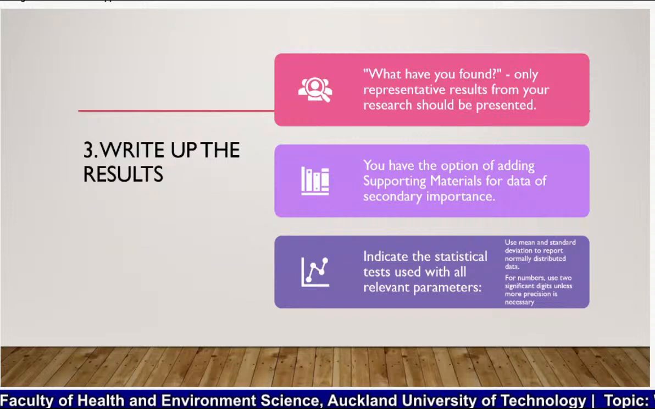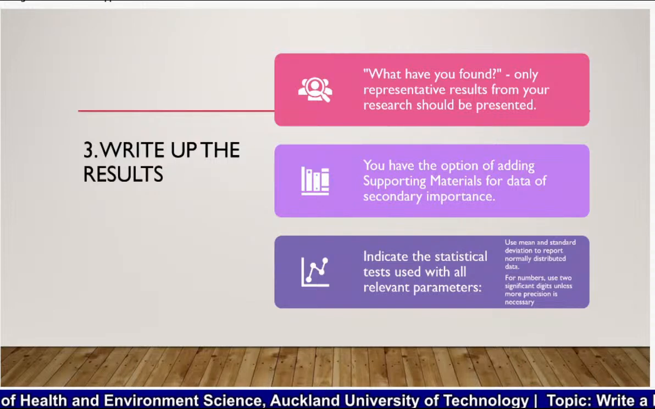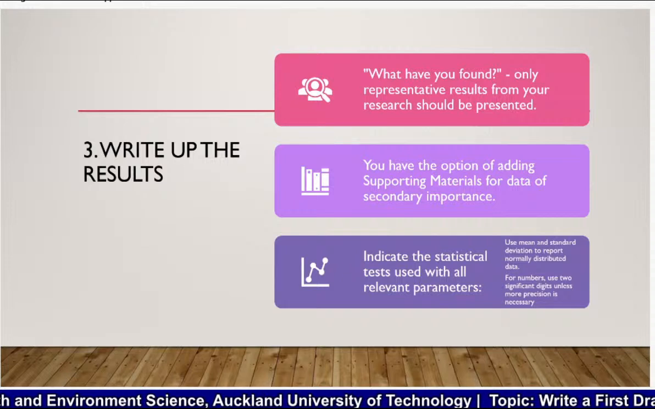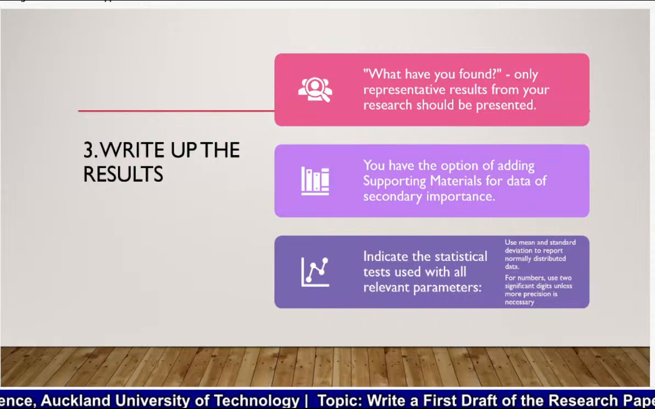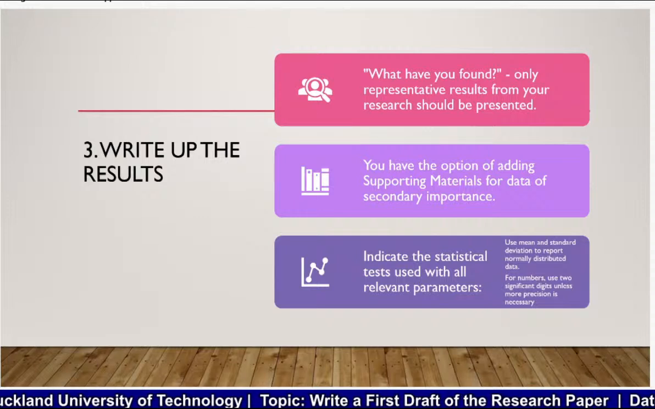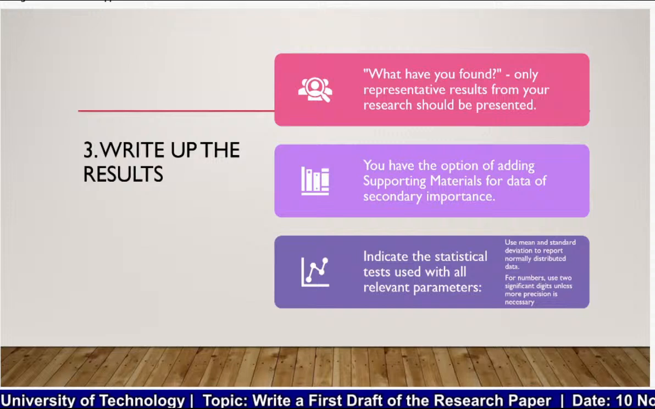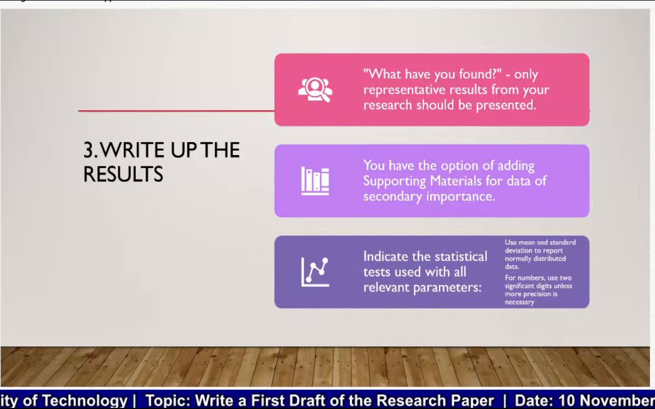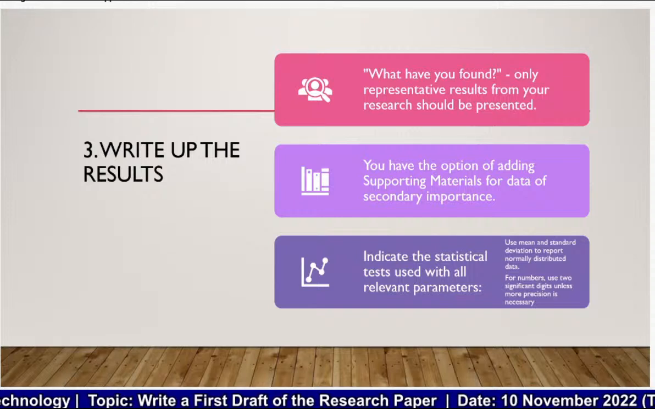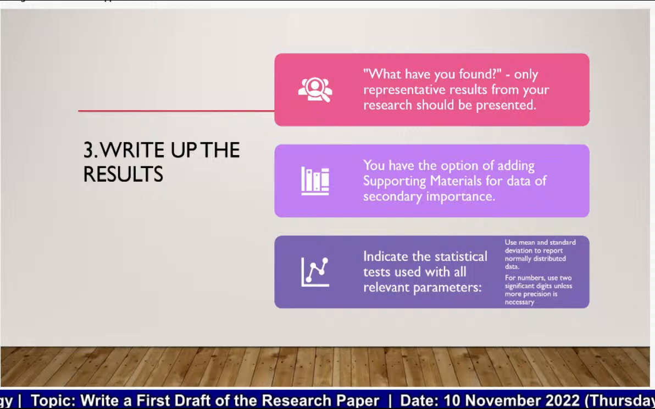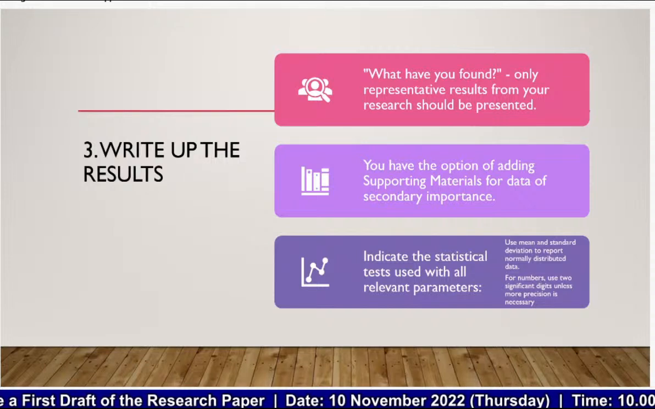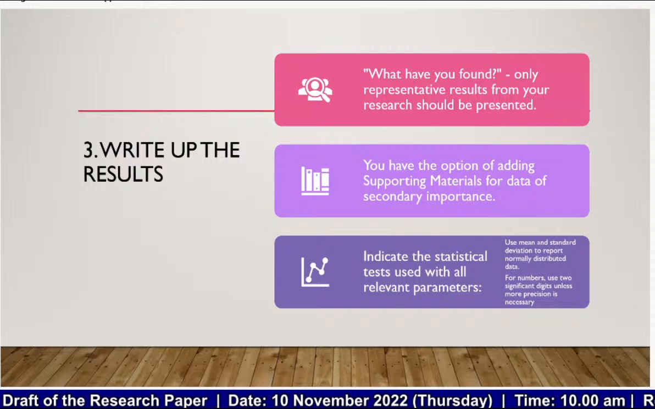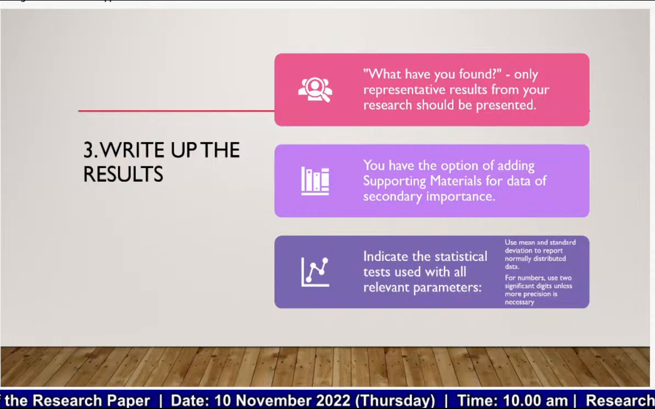Write up the results. Make sure what you have found should only be representative results from your research. Then you can have supporting materials. And I've noticed that if you want to publish in a high impact factor journal, you're supposed to do a lot of experiments, but you are not able to add all those results because they are somewhat limited in terms of how many tables or figures are allowed in the journals. So what can you do? You have that option to move some of your results into your supporting materials section.